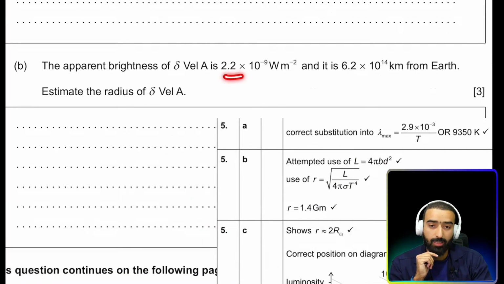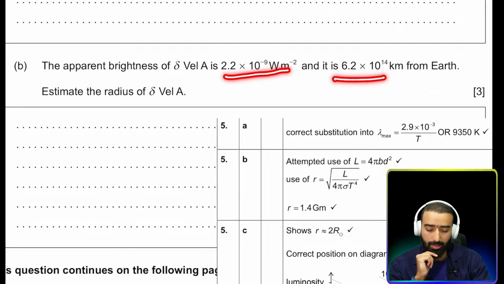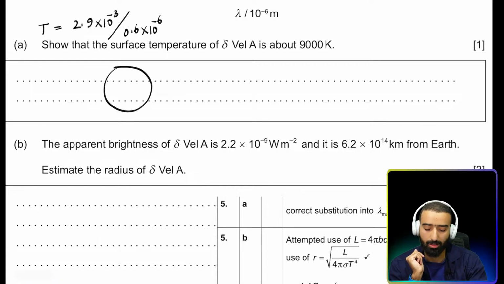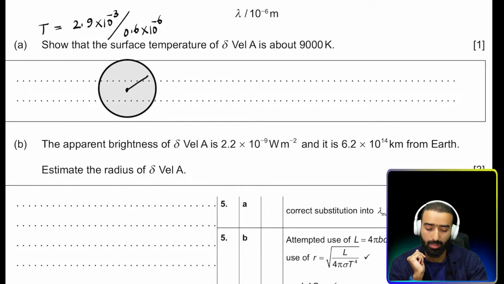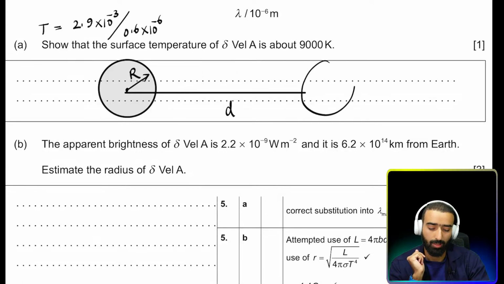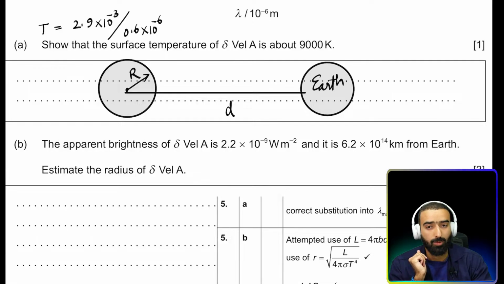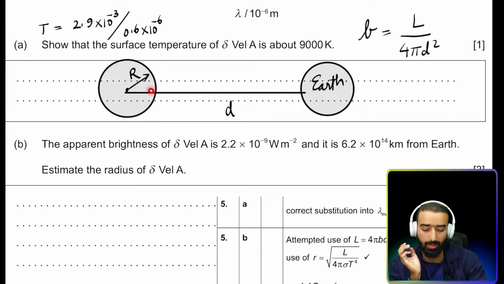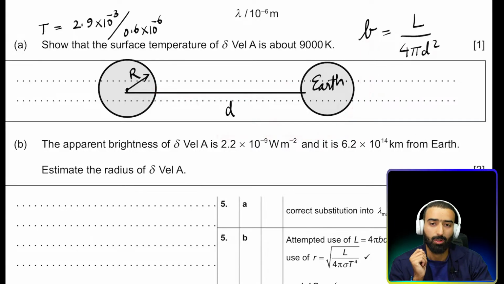The apparent brightness is given to us, and its distance is given. We have to estimate the radius. How do we do this? So if this is the star, let's say this is our star. It has a certain radius, and it's at a distance of d from our Earth. All right. Now, what's the formula for brightness? Brightness is given as luminosity divided by 4 pi d squared, where d is this distance. All right, this brightness thing, it's given to us. But what about luminosity? What's the equation for luminosity?